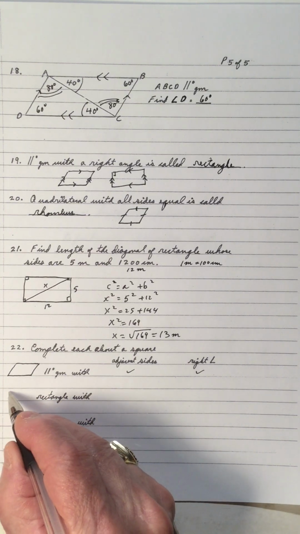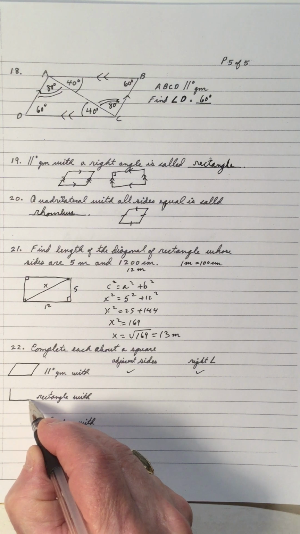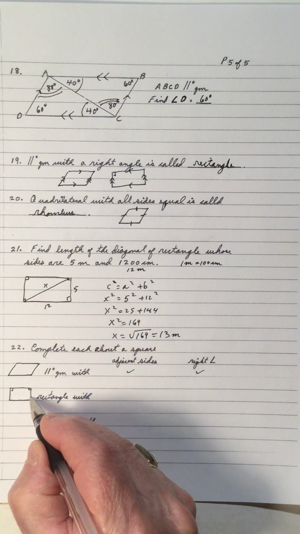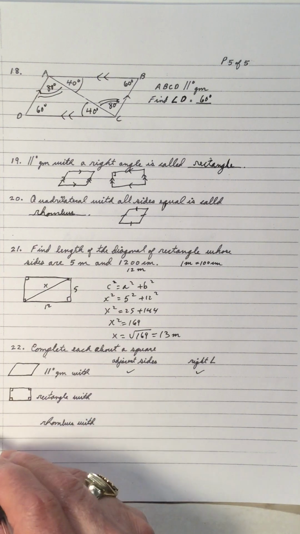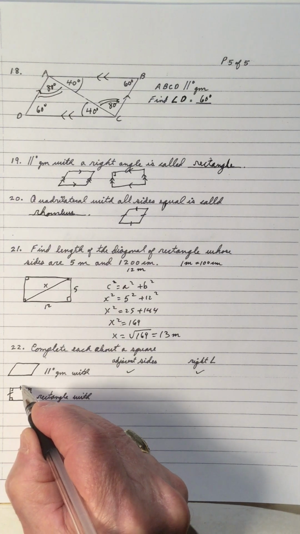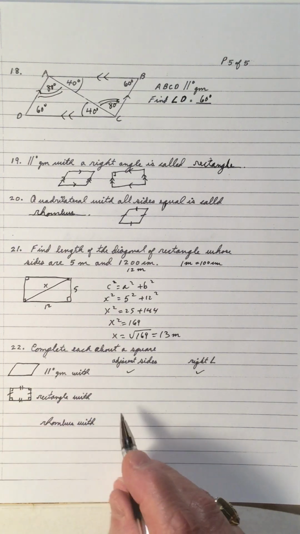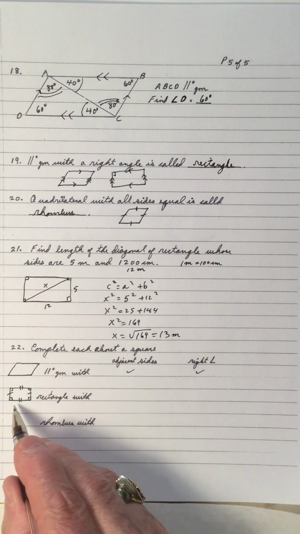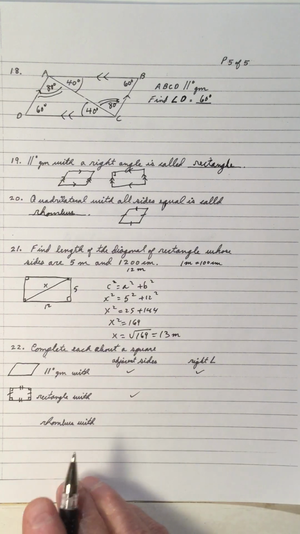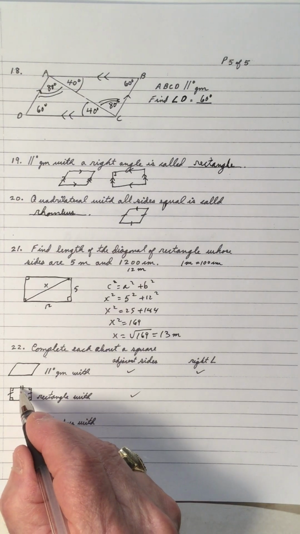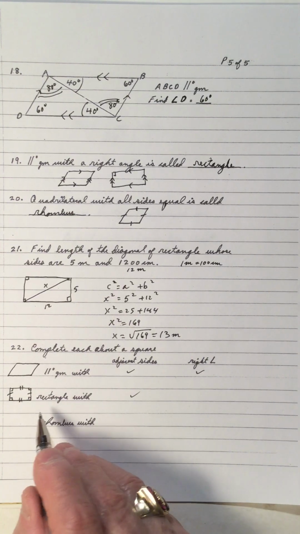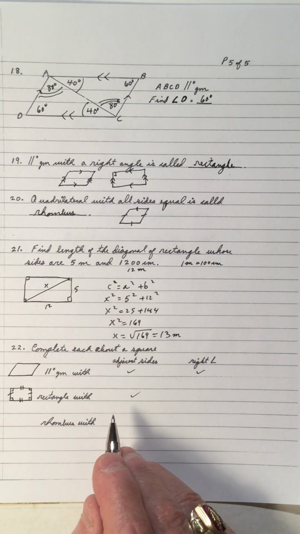And a rectangle looks like this. Notice that this side is equal to this side, and this side is equal to this side. So it automatically has a right angle. A rectangle has a right angle. So it has to have adjacent sides equal. If you make this side equal to this side, then all the sides will be equal. So a rectangle with adjacent sides equal is a square.